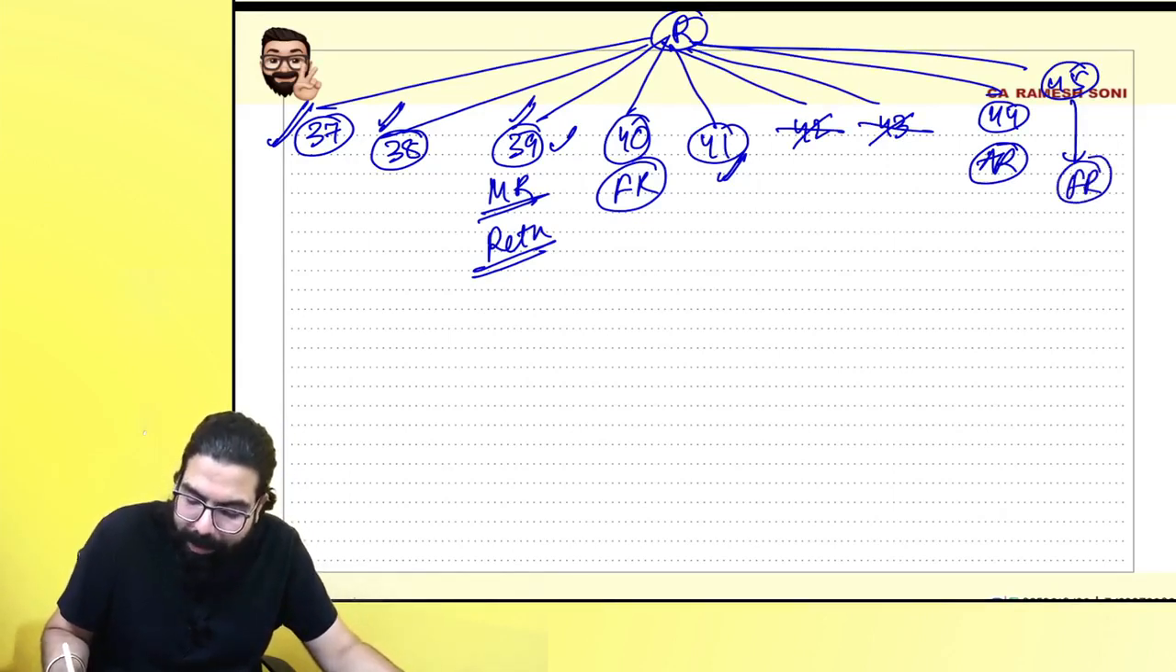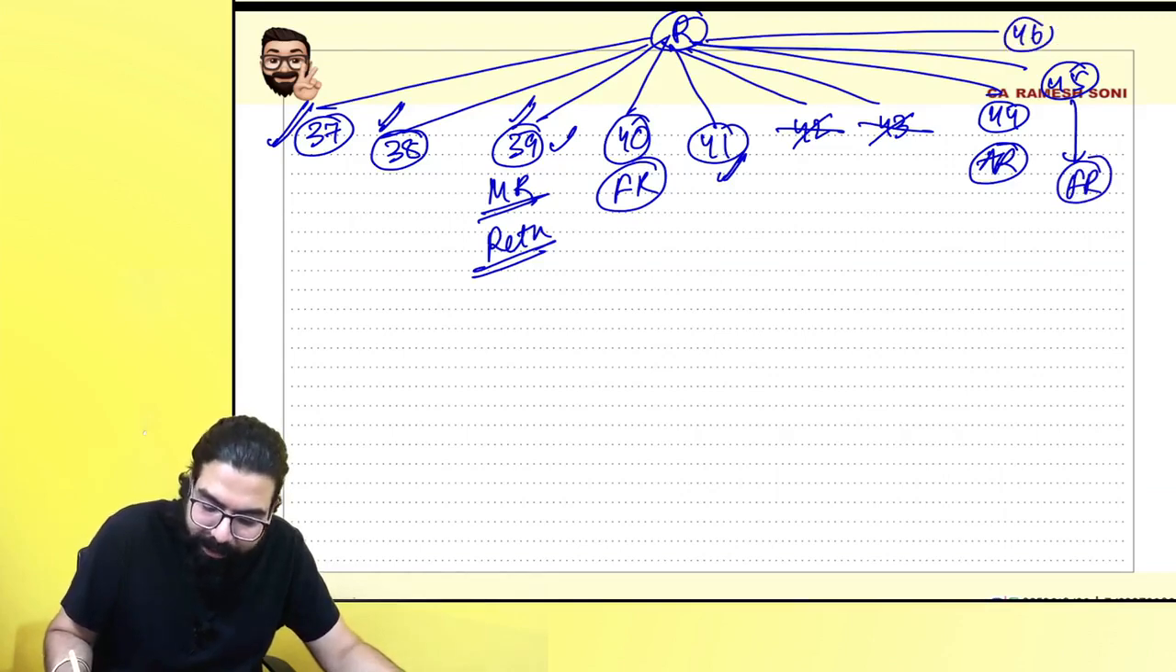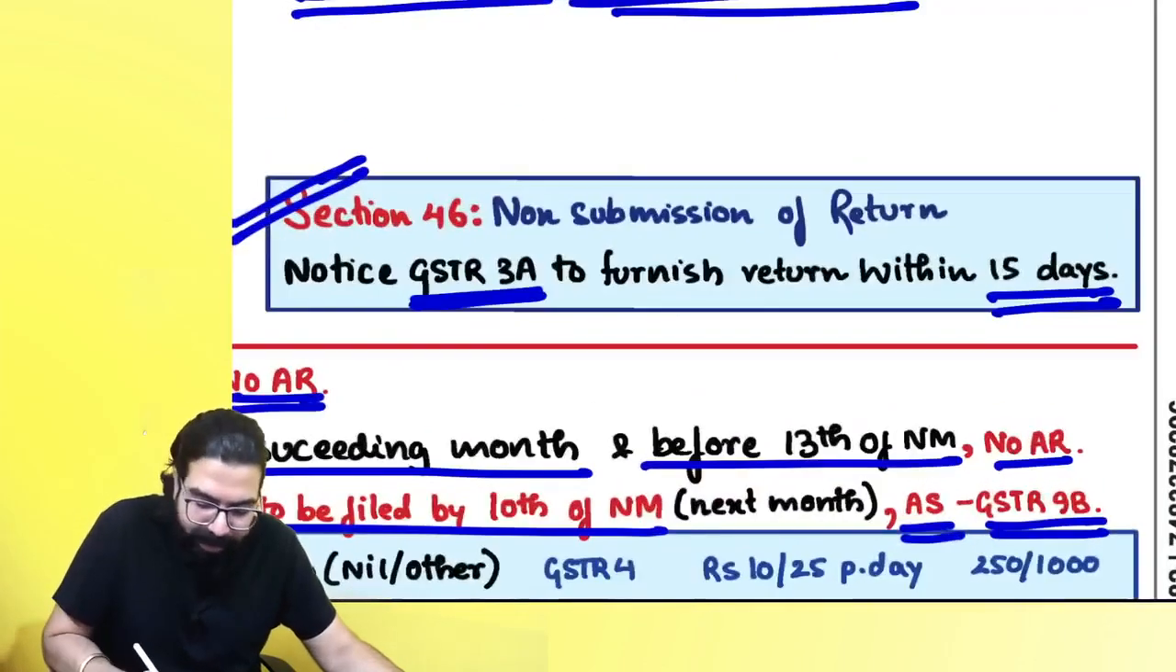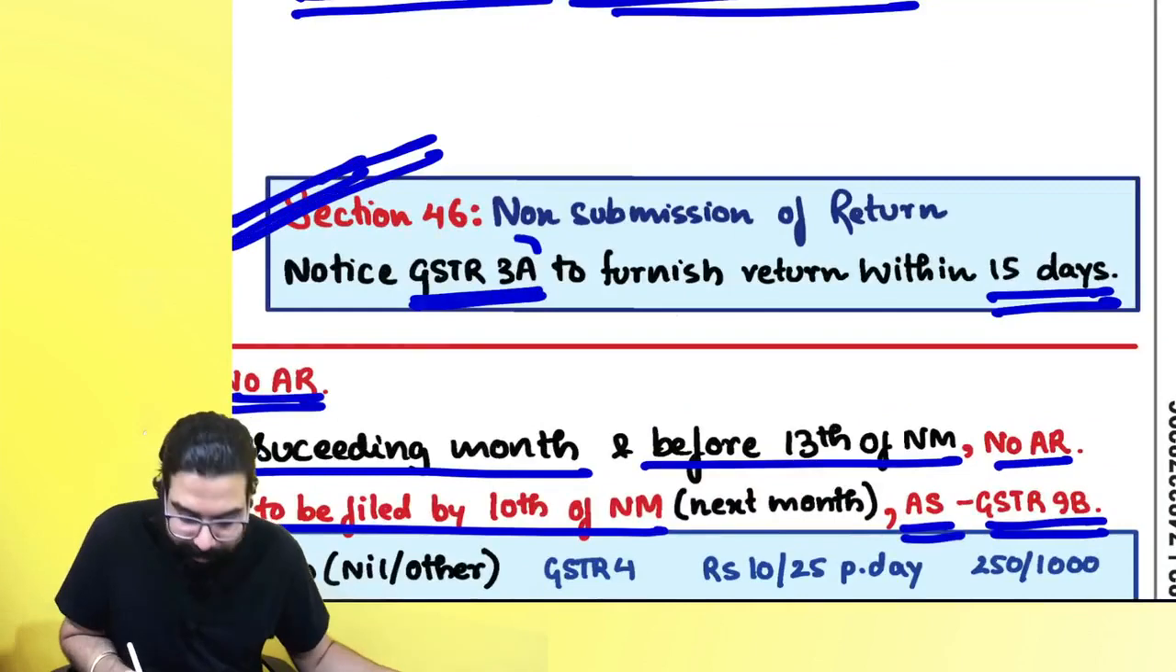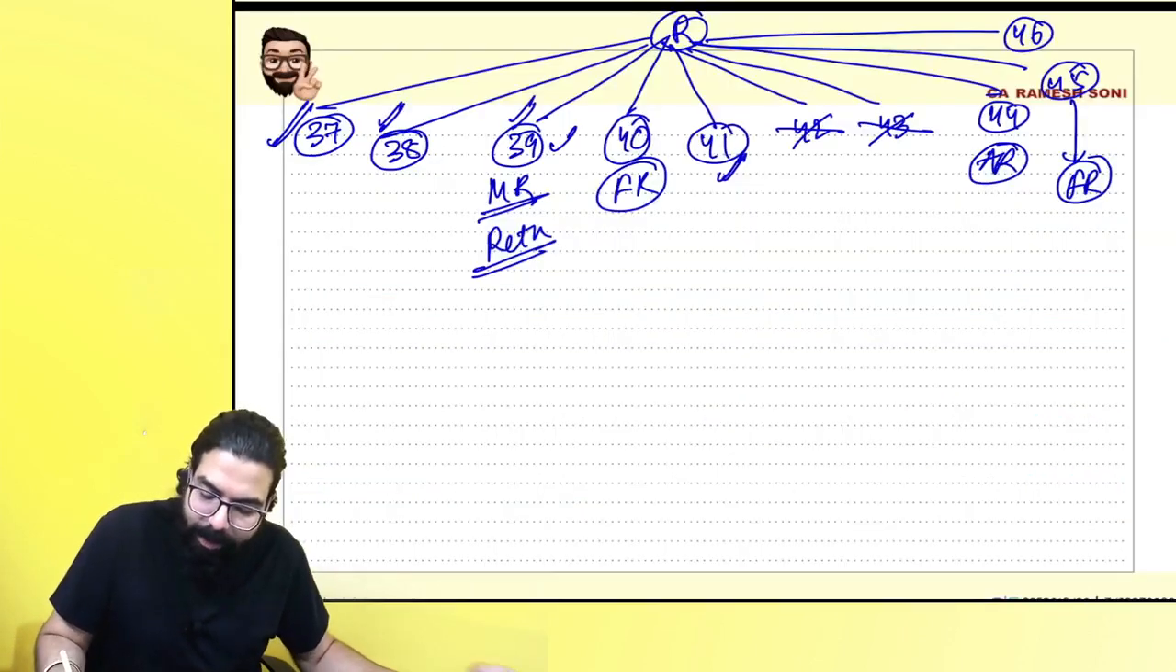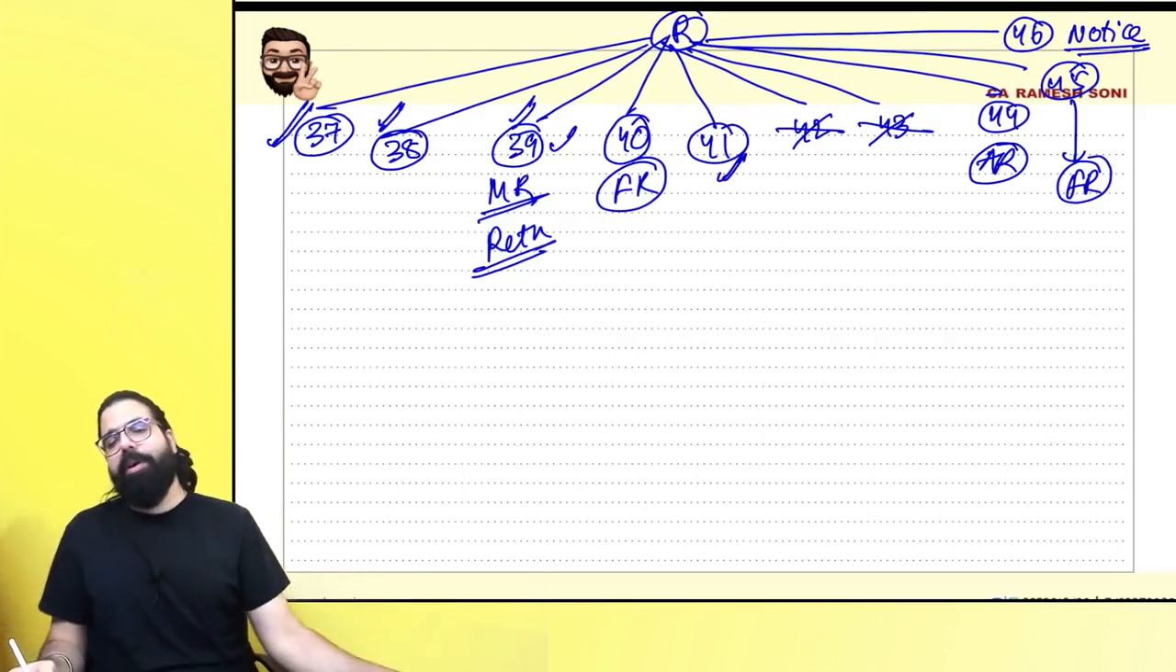Final return, bye-bye return. Then we had section number 46, which told, sir, if you don't file the return, a love letter will come, and that is GSTR 3A. Sir, notice will come. Basically, if you don't file your return, that comes in section number 46.